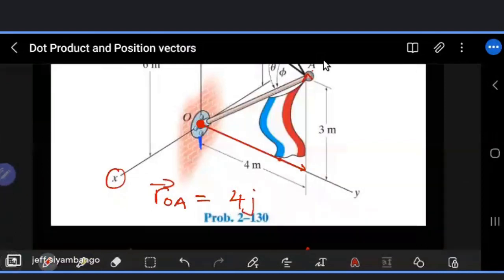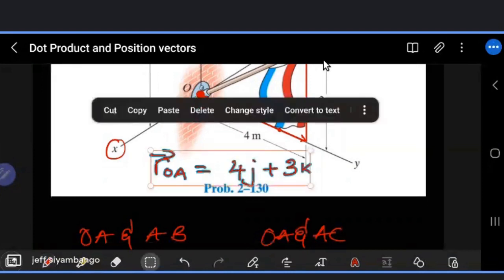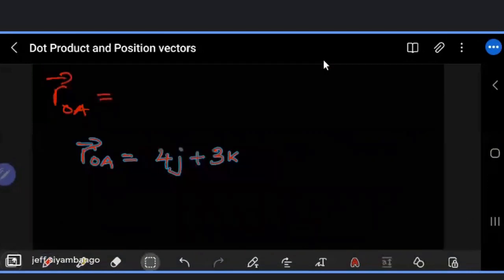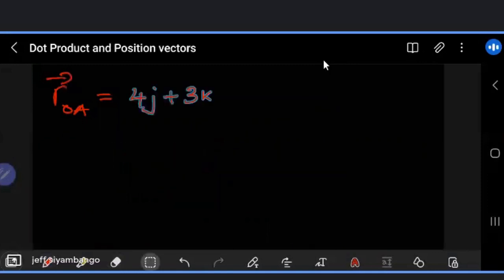And then next, how about in the z? In the z, we have to go up from this point until we reach point A. Just by doing this, we would have reached our point A. And how far up? Denoted by this, that is 3 meters up, along the positive z. So this is going to be plus 3k to show that we're in the z. So this is our OA. Any questions there? Okay, looks like we're okay up to that point.